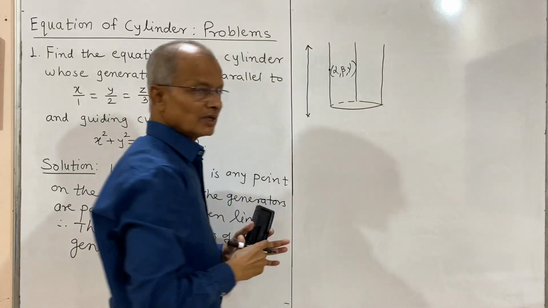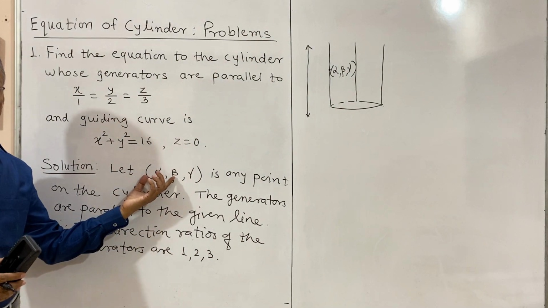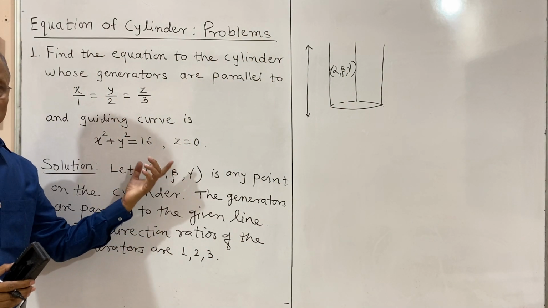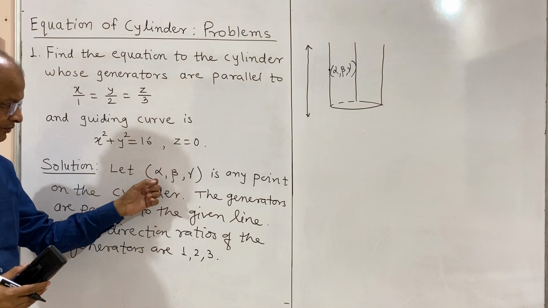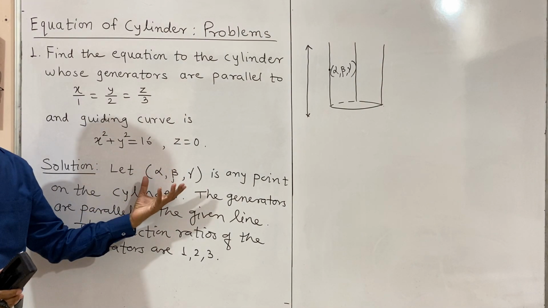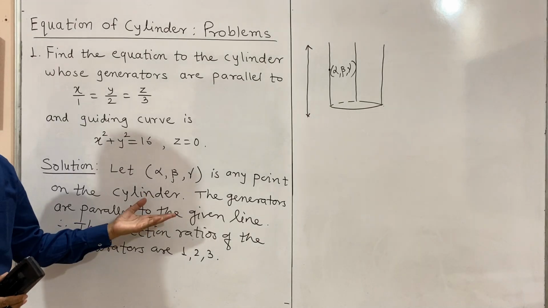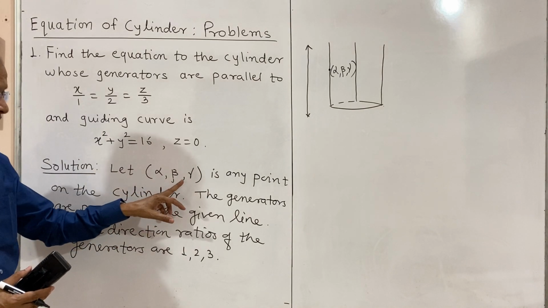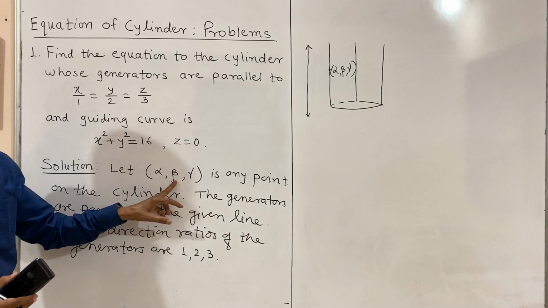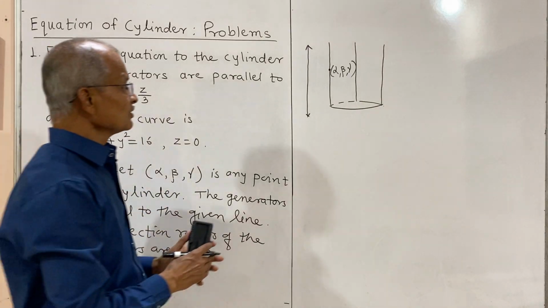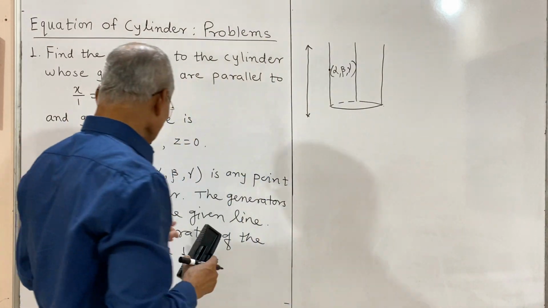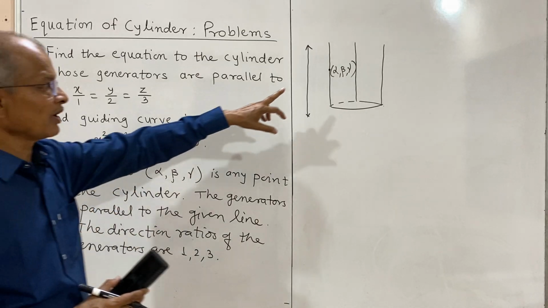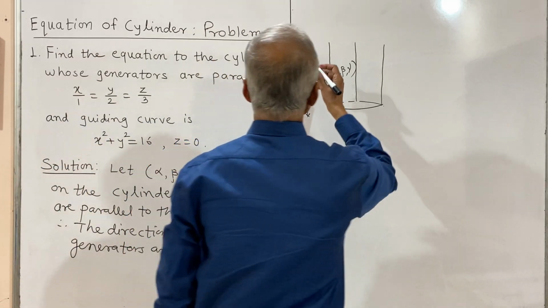What we shall do is obtain a condition for this point to lie on the cylinder, that means an equation in terms of alpha, beta, gamma, and then write the locus of that point by replacing it with the general point x, y, z. That is the procedure. So first we shall write the equations of the generator passing through this point alpha, beta, gamma.